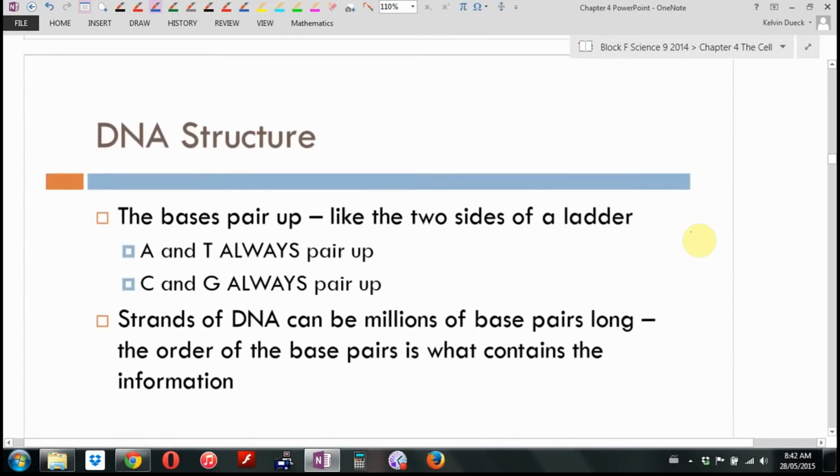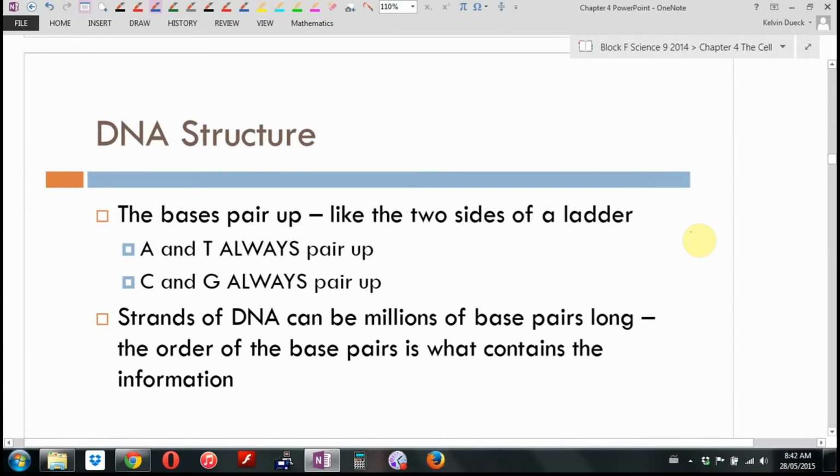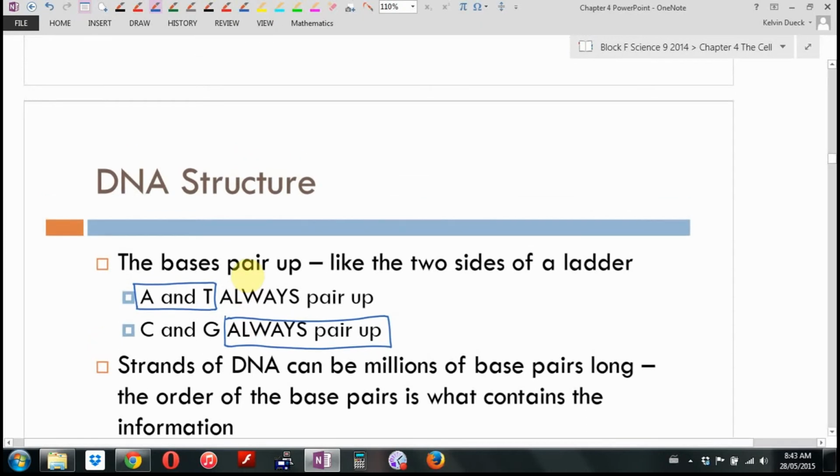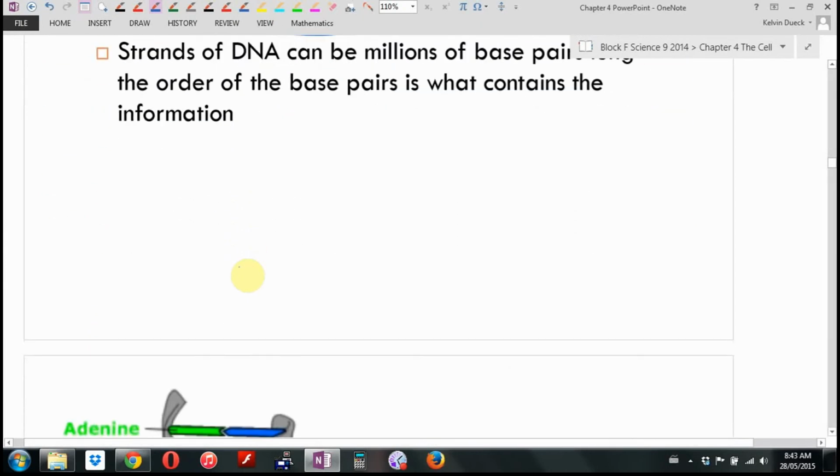What's the DNA structure? It turns out the bases always pair up like the two sides of a ladder. A and T always pair up. C and G always pair up. You have some room up and to the right. There's a little blank space right there. What I'd like you to do in that little blank space is draw a line here and a line here, two sides of a ladder with some room in between them.